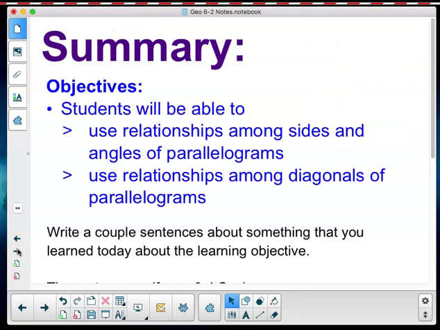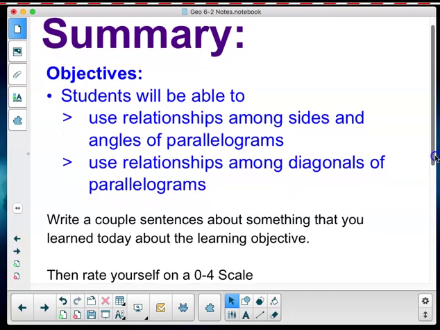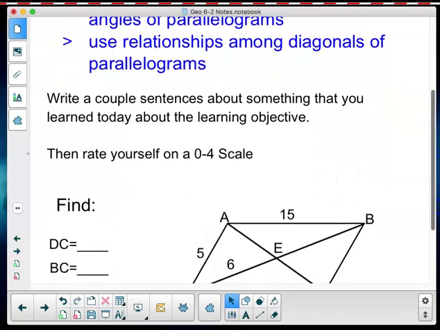Now our summary today, keeping in mind our objectives, students will be able to use relationships among sides and angles of parallelograms and use relationships among diagonals of parallelograms. Remember, the sides of a parallelogram, opposite sides are congruent. The angles of a parallelogram, opposite angles are congruent, along the diagonal, directly across from each other. Consecutive angles are supplementary. And then when we talked about diagonals, the diagonals in a parallelogram are mutual bisectors of each other. Write a couple sentences about something that you learned today about the learning objective, then rate yourself.